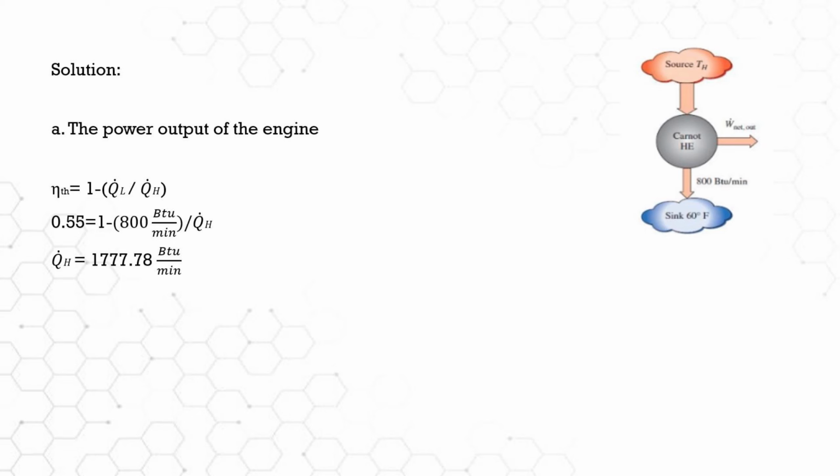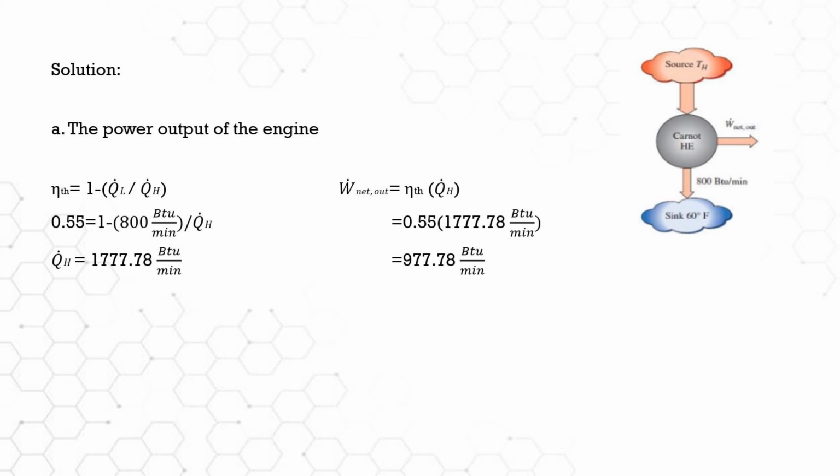Then the power output of this heat engine can be determined from the net work output of the engine, which is equal to thermal efficiency multiplied by the amount of heat supplied to the engine. Plugging in the values, we have 0.55 multiplied by 1777.78 British thermal unit per minute, which is equal to 977.78 British thermal unit per minute.